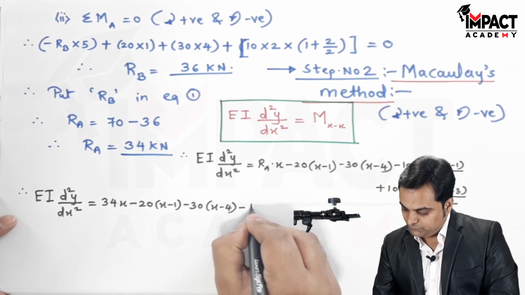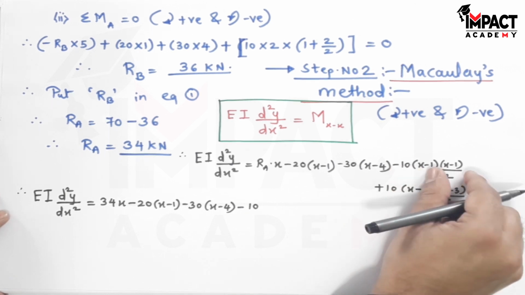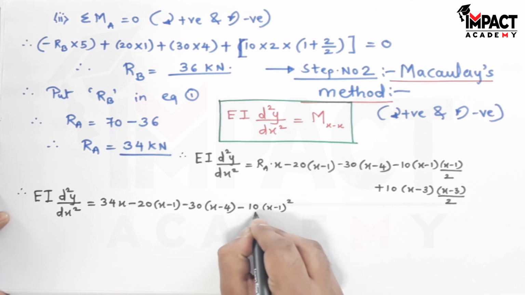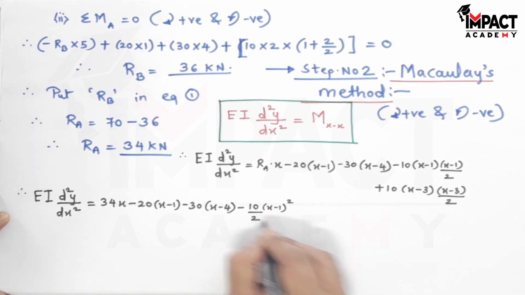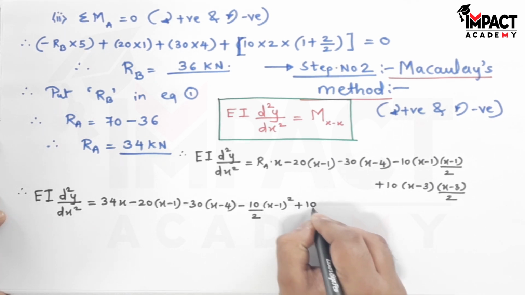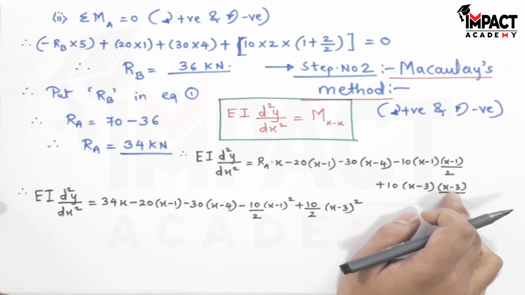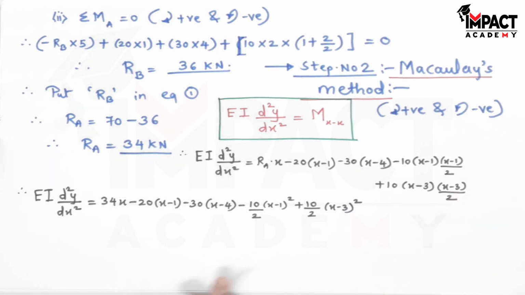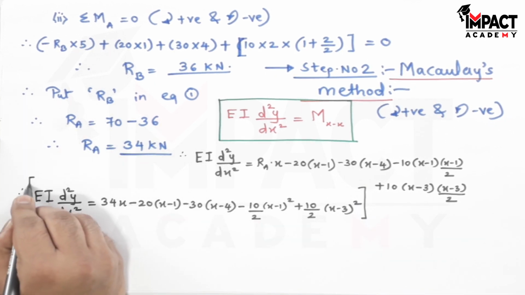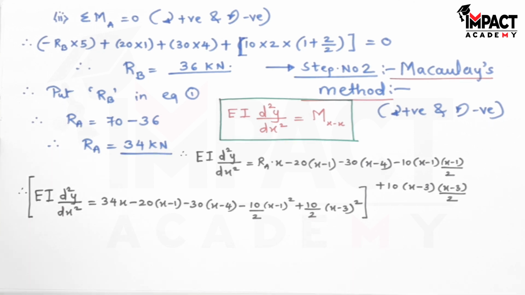This would be 10 by 2 into X minus 1, that would be X minus 1 whole square by 2, plus 10 by 2 into X minus 3 whole square. Now, after reaching up till this equation, I would be integrating this once to get the slope equation.